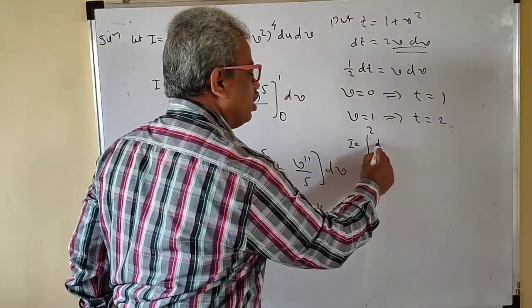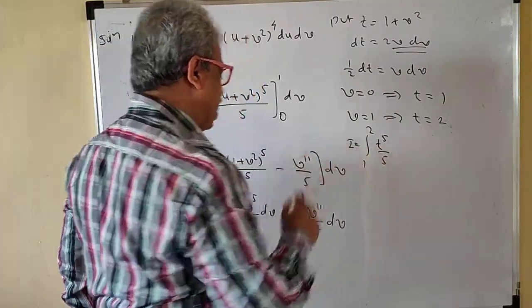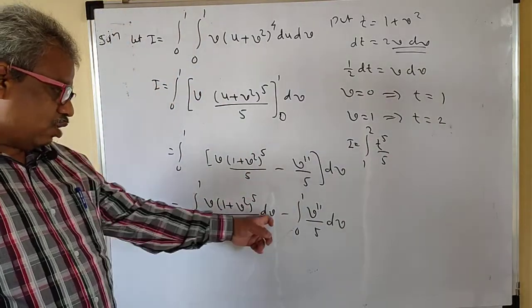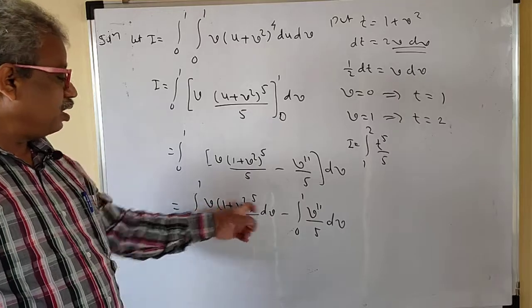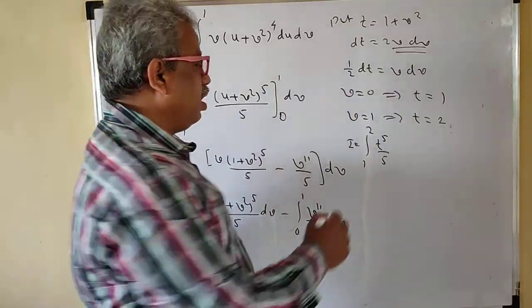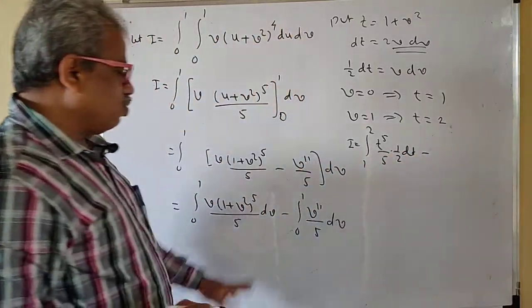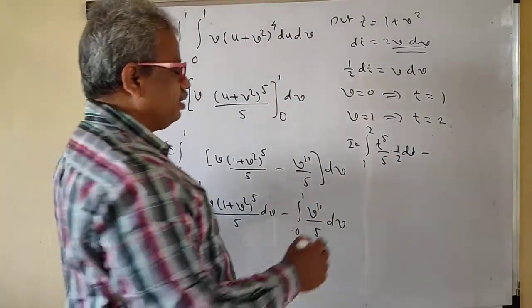So this is what t raised to 5 upon 5 will be as it is, because 1 plus v square is your t now. So t raised to 5. Now you have to put the value of v dv. So v dv is what? 1 by 2 dt, minus. So here you can integrate this directly.